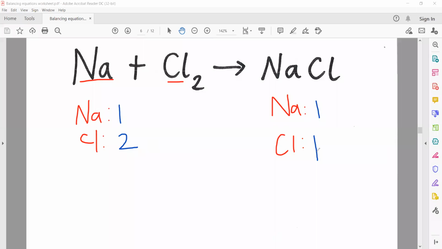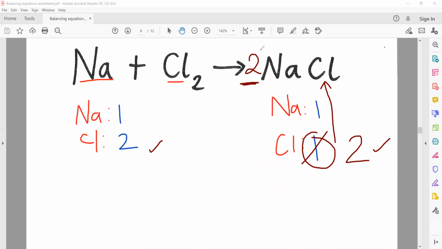So what that means is I need to make this one into two. If I look at chlorine on this side, I see that chlorine is actually attached to another element. It's attached to sodium. I can't separate the two because that's a compound. So what I do is think about what big number, or what coefficient, I can put in front of this compound to make there be two chlorine atoms. The answer will be 2, because 1 times 2 gives us 2. That 1 will become a 2, and these two will be equal.